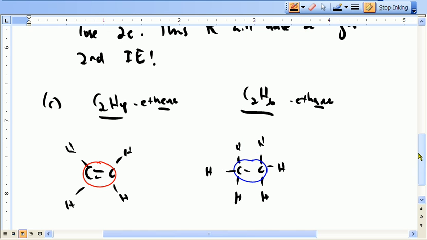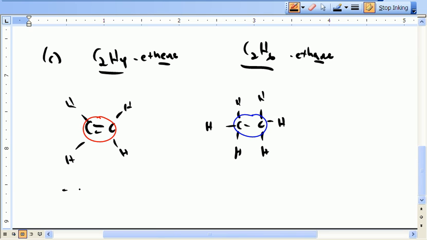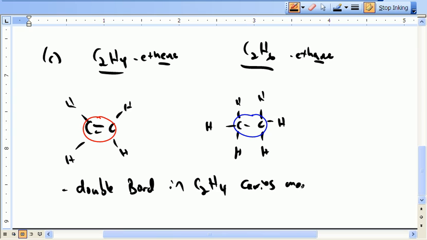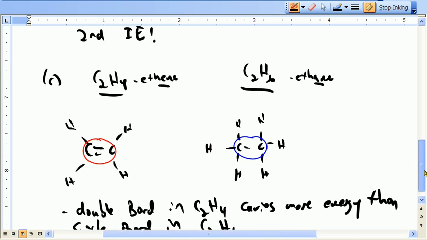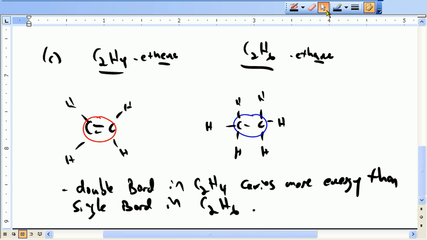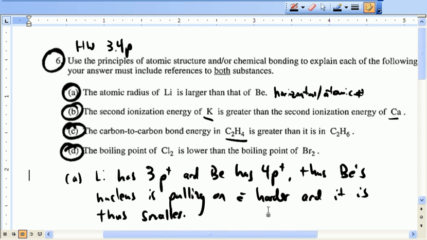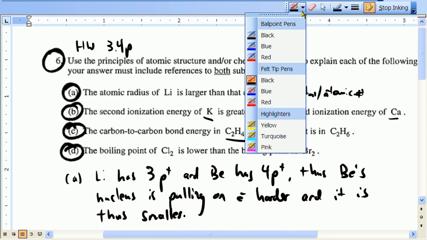So, very simple explanation. Okay, double bond in C2H4 carries more energy than single bond in C2H6. All right. So you move on here to the very last problem.